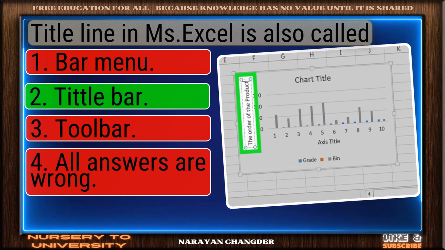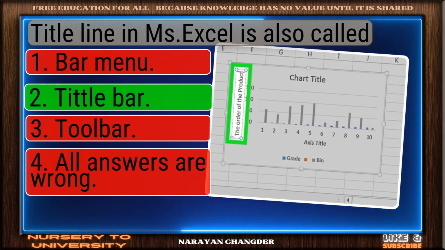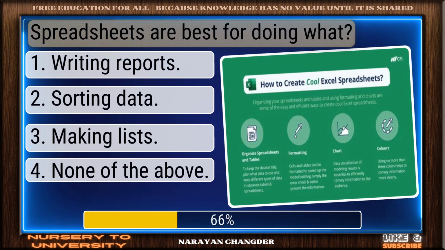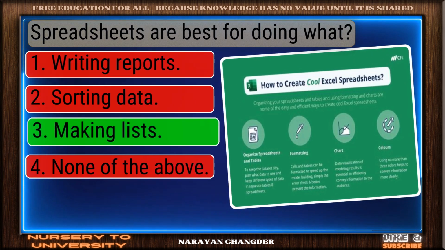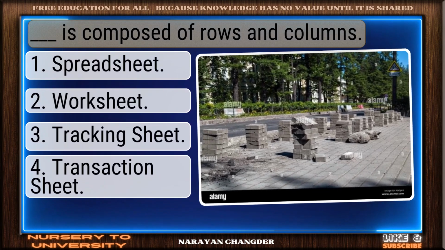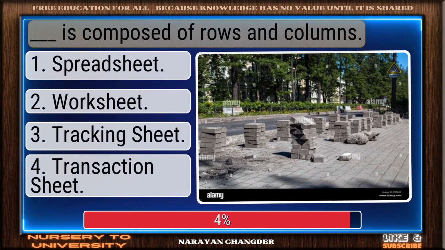Well reasoned. Title bar is the correct choice. Spreadsheets are best for doing what? Excellent. Making lists is a brilliant choice. Dash is composed of rows and columns.